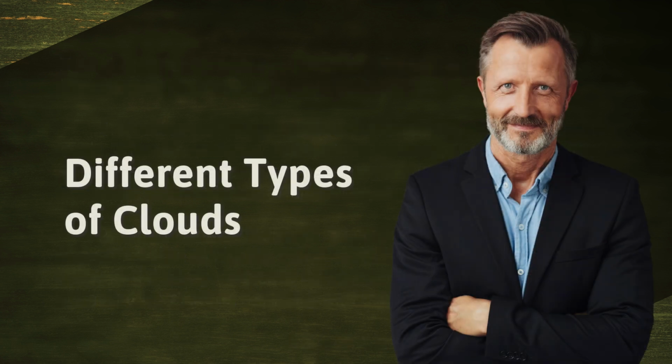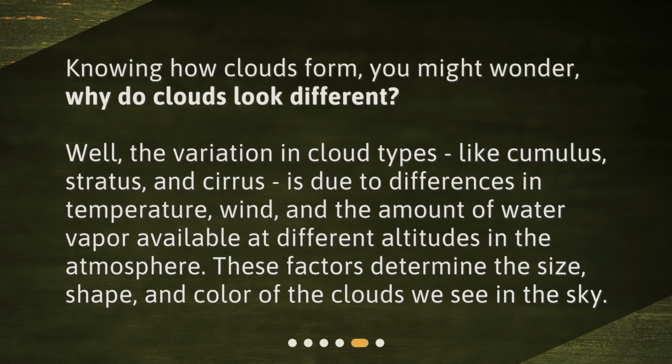Different types of clouds. Knowing how clouds form, you might wonder, why do clouds look different? Well, the variation in cloud types, like cumulus, stratus, and cirrus, is due to differences in temperature, wind, and the amount of water vapor available at different altitudes in the atmosphere. These factors determine the size, shape, and color of the clouds we see in the sky.